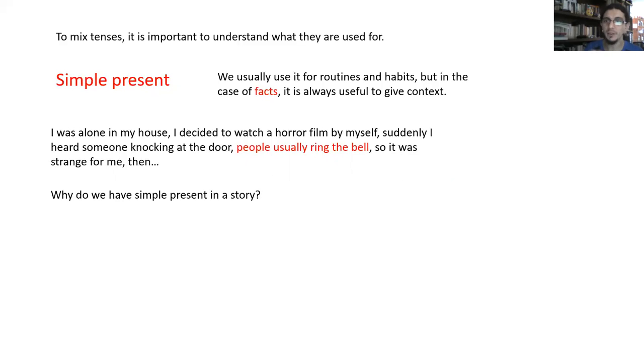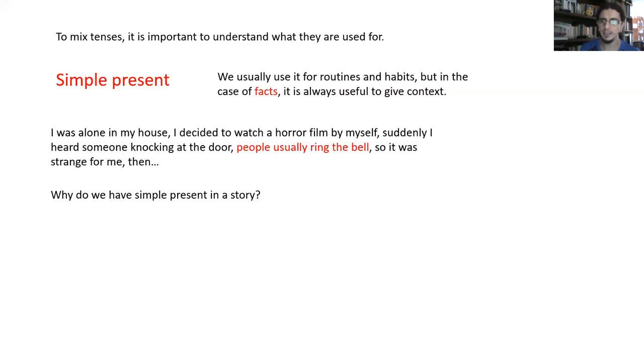And here we have the simple present. People usually ring the bell. That's something that usually happens. Ring the bell like ding dong, ring ring. No, no, that's a truck. Okay, no, people usually ring the bells. That's the thing that usually happens.